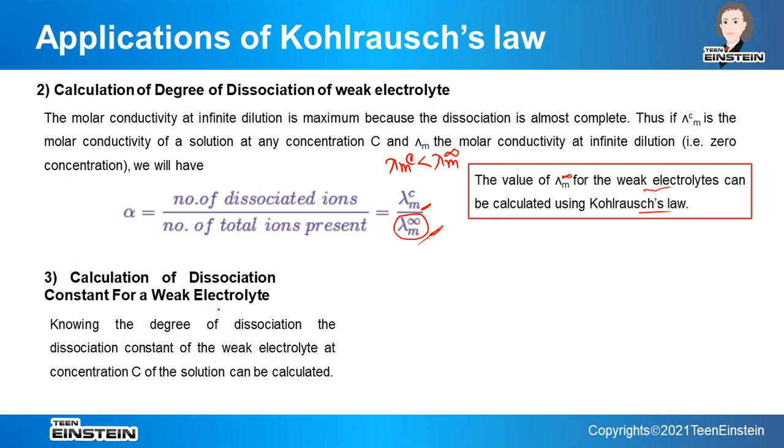Third application, calculation of dissociation constant for a weak electrolyte. Now, if you know the degree of dissociation, that is, if alpha is known, then dissociation constant of the weak electrolyte at concentration C can be calculated. Now, how is it so?